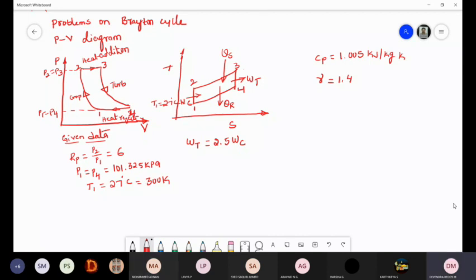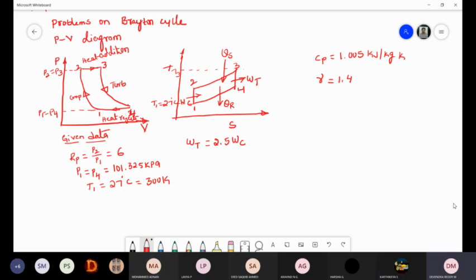Whether T1, T2, T3 or T4? T3, sir. T3, exactly, because this is the higher temperature. What we have to find out? Determine the maximum temperature in the cycle and the cycle efficiency. Which is the maximum temperature here? T3. Right? Yes, sir.